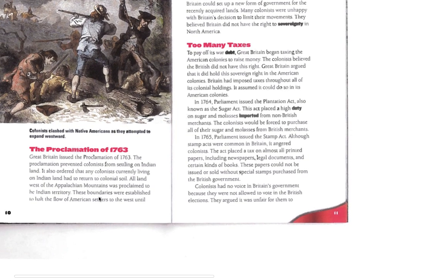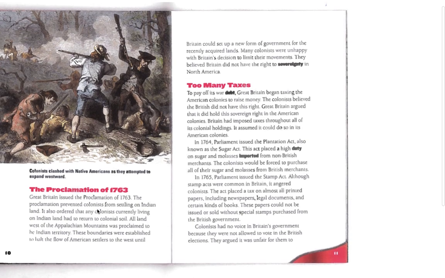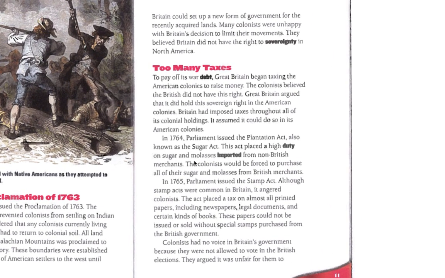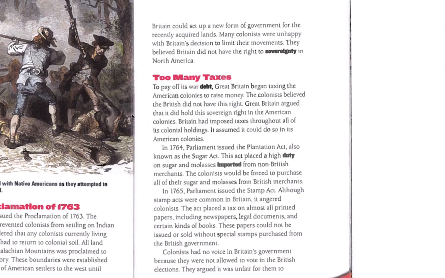The Proclamation of 1763. Great Britain issued the Proclamation of 1763. The proclamation prevented colonists from settling on Indian land. It also ordered that any colonists currently living on Indian land had to return to colonial soil. All land west of the Appalachian Mountains was proclaimed to be Indian territory. These boundaries were established to halt or stop the flow of American settlers west until Britain could set up a new form of government for the recently acquired lands.